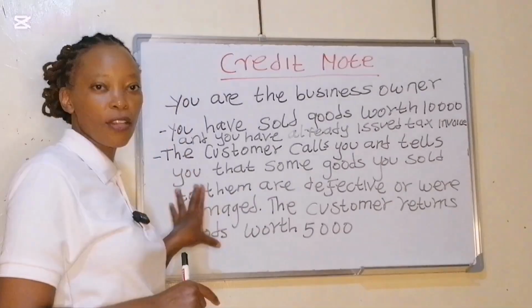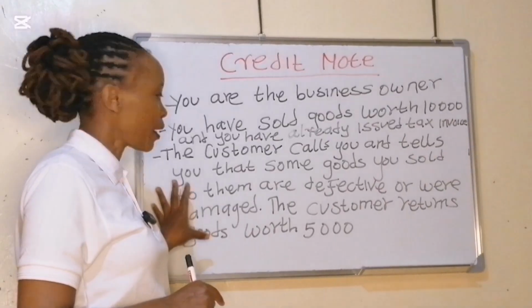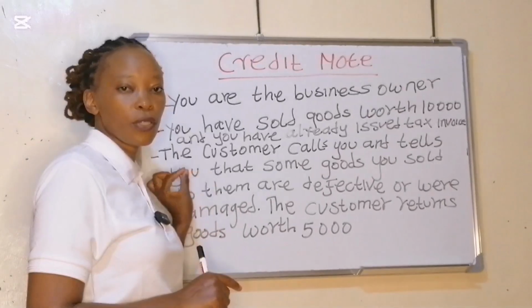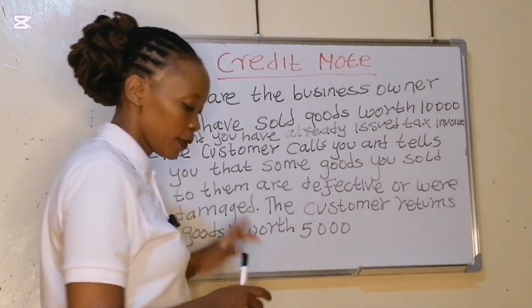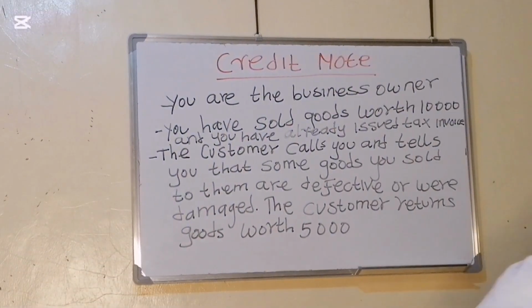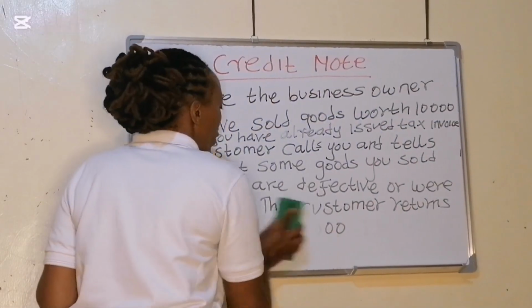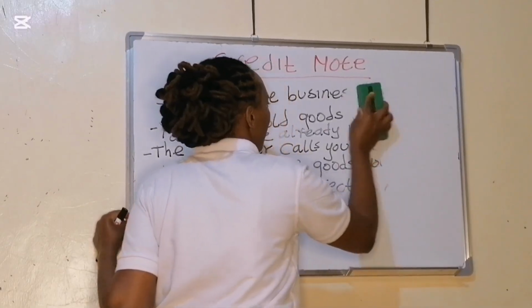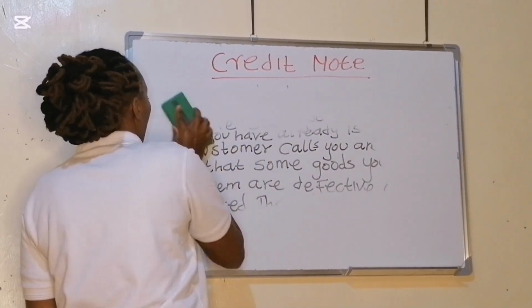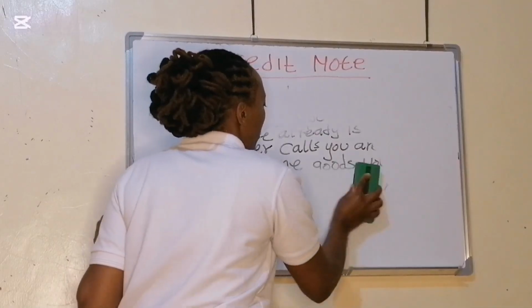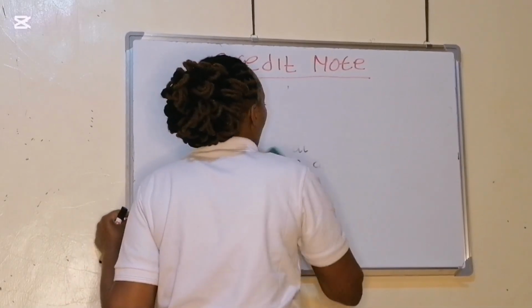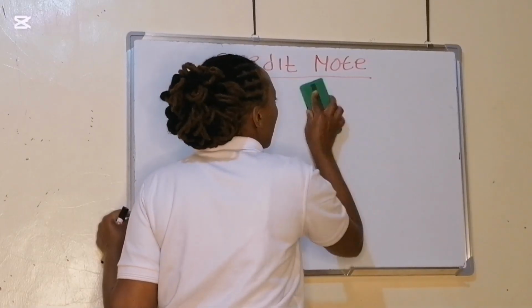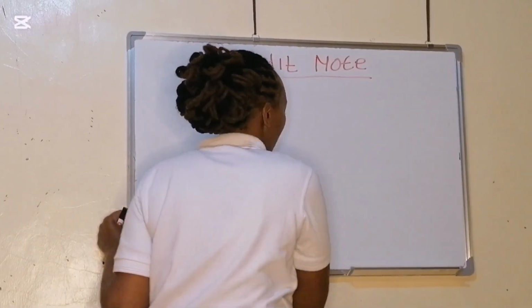So I hope you have written all this down somewhere. I know you have a notebook somewhere. I want to demonstrate more so that you can understand. I hope you are with me up to that point. You have issued a tax invoice of 10,000, but the customer tells you some of the goods were damaged, so they are going to return some of the goods. You have already issued an invoice. What do you do?